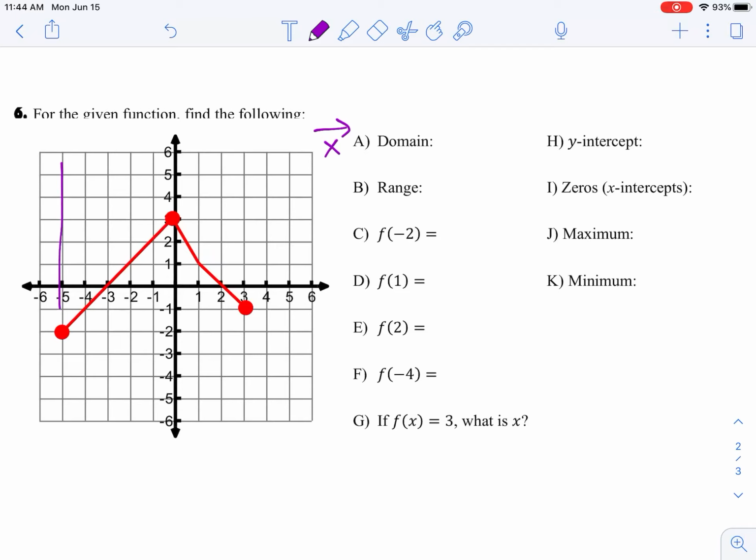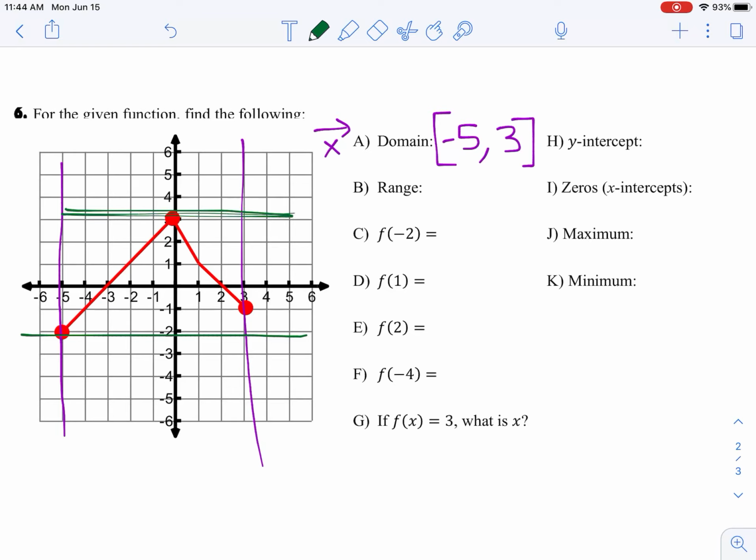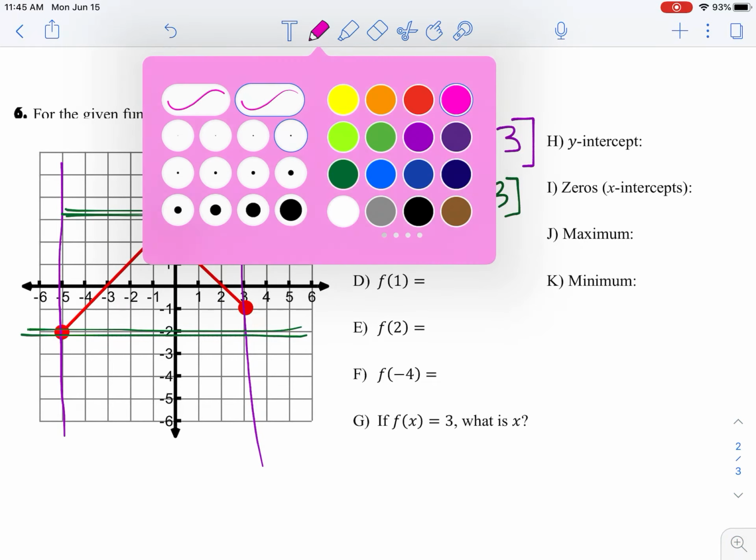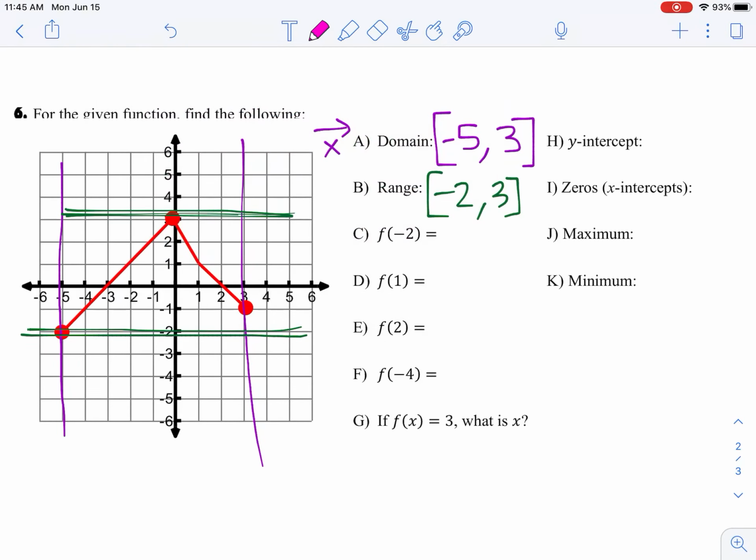I'm going to use purple for this. If I look from left to right, I'm going from -5 to 3, and I use brackets. I'm going to use green for the range. The lowest to the highest is going from -2 to 3, and I use brackets again because I have closed points there.